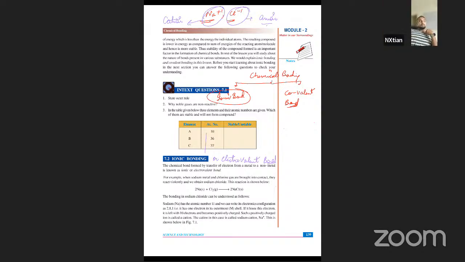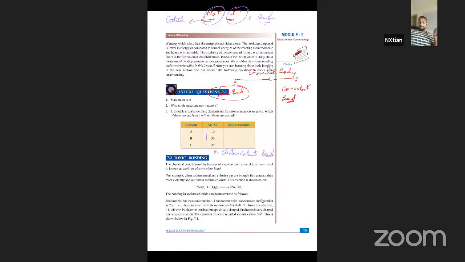Okay. Those who have positive valency. Now, positive valency means they always lose electrons. So it means that cations always lose electrons. They always lose electrons. Okay, and anions always gain electrons. Okay, they love negativity.